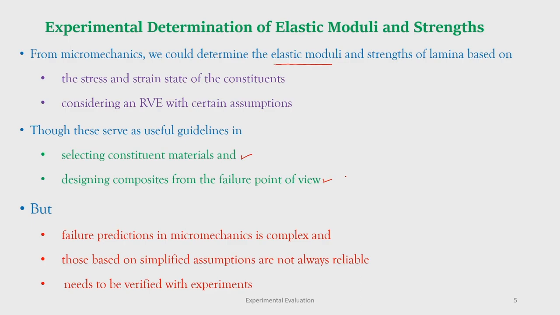Suppose we want to design a lamina, a component, for which we require a certain elastic modulus and strength. These expressions give us an initial guideline to select what kind of fiber and matrix to use, and what volume fraction is required from the failure point of view. However, as you understood in previous lectures, failure prediction in micromechanics is complex. There are interactions between the fiber and the matrix, and therefore models based on simplified assumptions like the mechanics of materials approach are not always reliable. They need to be verified with experiments. Therefore, we need experimental determination of the elastic moduli as well as the strength properties.